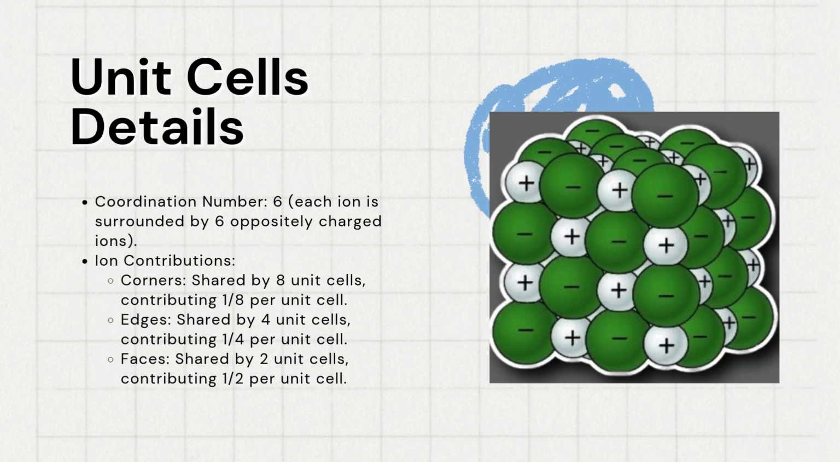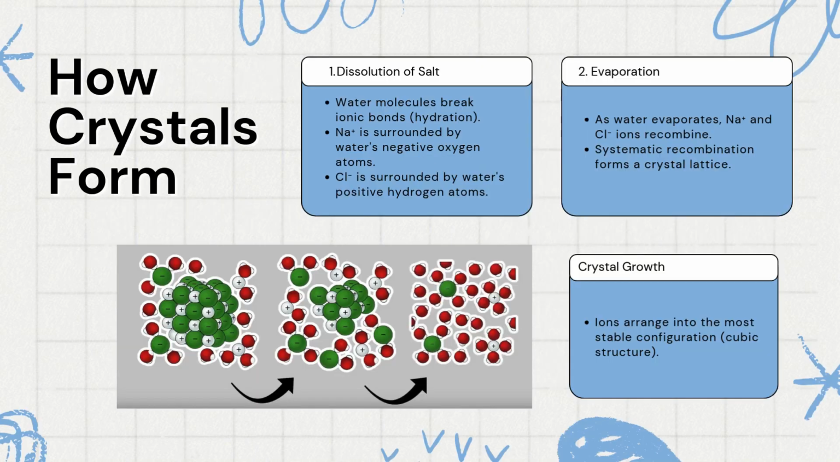Let's move on to the unit cell details, where we note that the crystal has a coordination number of 6, in which each ion is surrounded by 6 oppositely charged ions. And for the ion contributions, we note that the corners are shared by 8 unit cells, contributing 1/8 per unit cell. The edges are shared by 4 unit cells, contributing 1/4 per unit cell, and lastly the faces are shared by 2 unit cells, contributing 1/2 per unit cell.